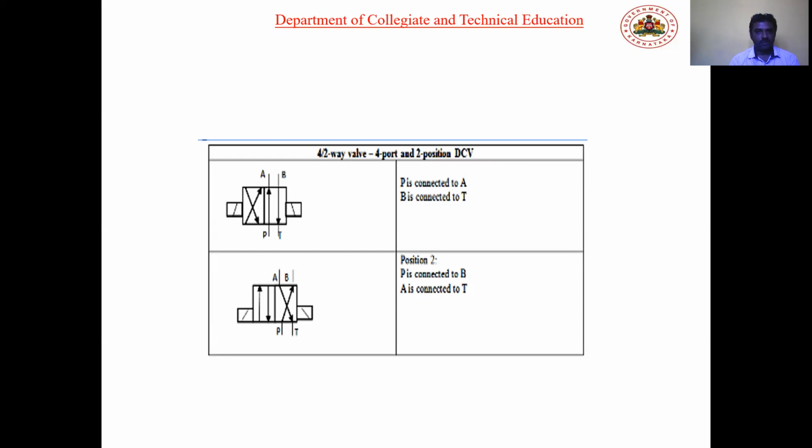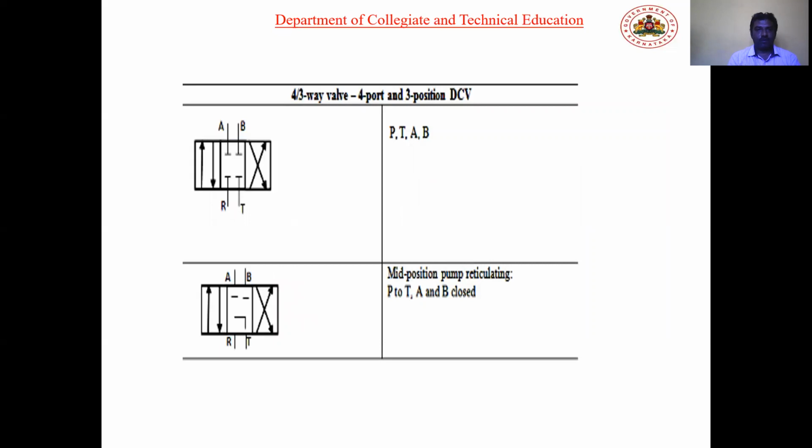In position 2, P is connected to B and A is connected to T. Opposite connections are made in the same valve. It can be connected in different open and closed positions. So this figure shows a 4x2 way valve, a four port, two position directional control valve.